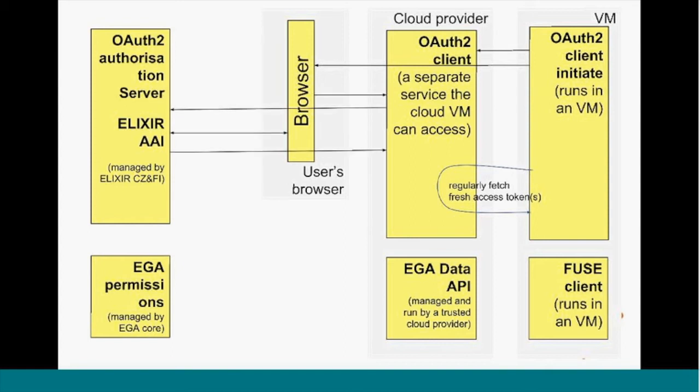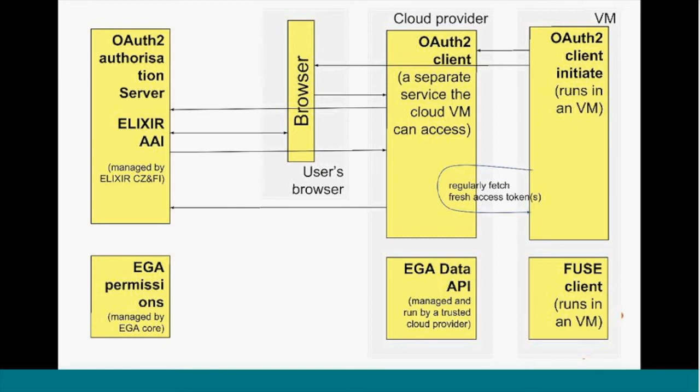And what happens after that is basically the OpenID Connect standard-based authorization code flow. So the user goes to that URL, and that URL is in that OAuth2 client, and that client is going to redirect the user to ELIXIR AAI. Then the user authenticates him or herself in ELIXIR AAI. And when that authentication is done, ELIXIR AAI is going to redirect the user back to this OAuth2 client.